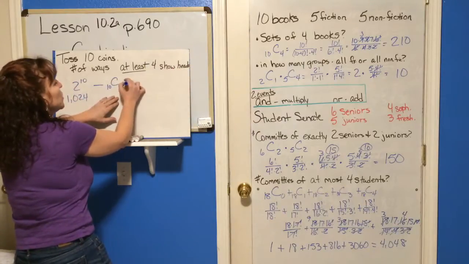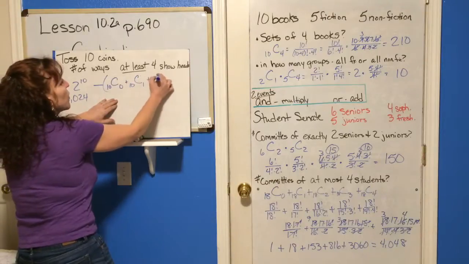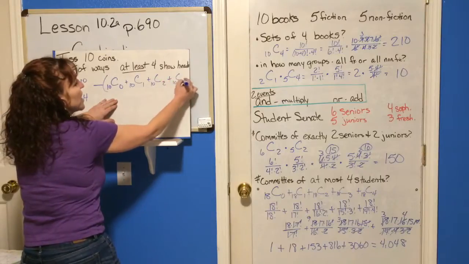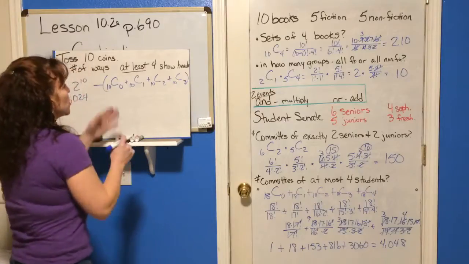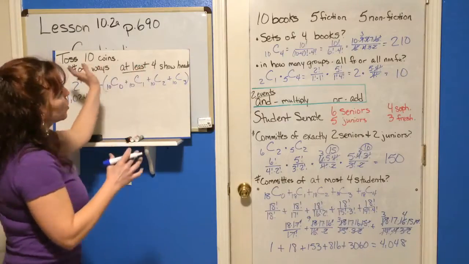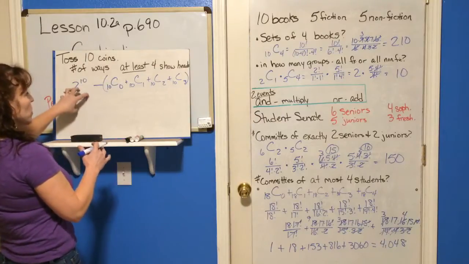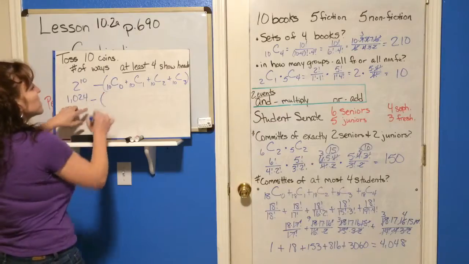We didn't include the combination of 10 with 1, or 10 with 2, or 10 taken 3 at a time. When we got to 4, we want to include 4, because it's at least 4. So we don't want to include any of those. Now we can just take the total number of combinations and subtract all of this.